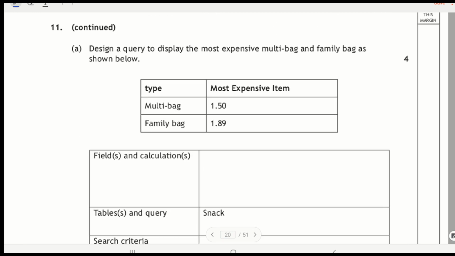So it says design a query to display the most expensive multi-bag and family bag as shown below. So like we know that there was that type, there's no single, so it's just multi-bag and family bag. That's going to go in my search criteria. And then the most expensive one, so what function am I using to find the most expensive?